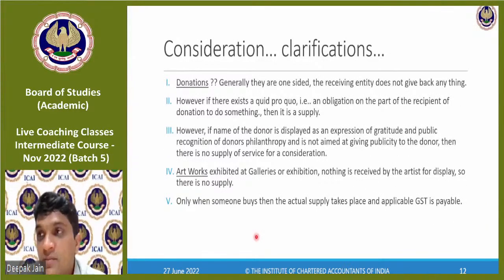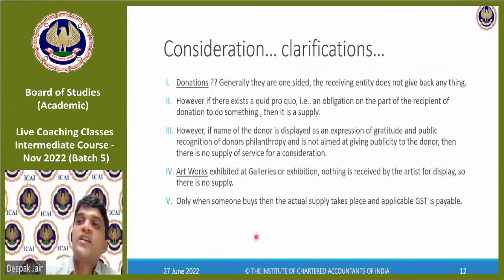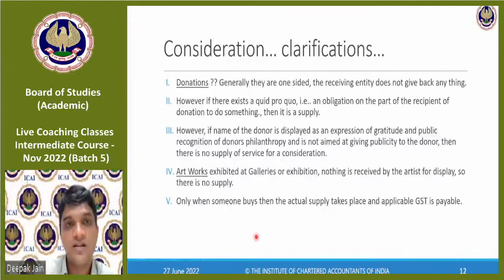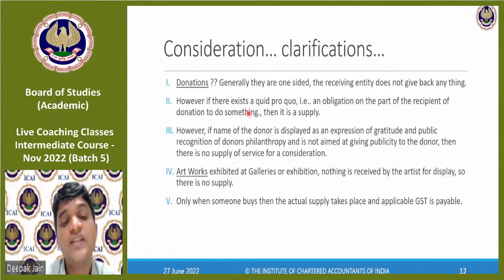Donations. When I donate something to an NGO, is it a consideration? Generally, they are one-sided, wherein I give a donation and I don't expect something in return. Like an NGO, when I give a donation, I've just given it as a donation, nothing in return. It is not liable to GST because there's nothing in return, right? So it's not a consideration. However, if there exists a quid pro quo, that is an obligation on the part of the recipient of the donation to do something, then it's a supply.